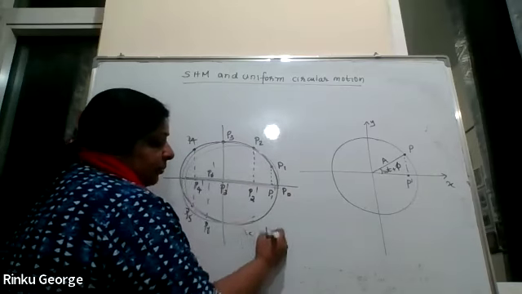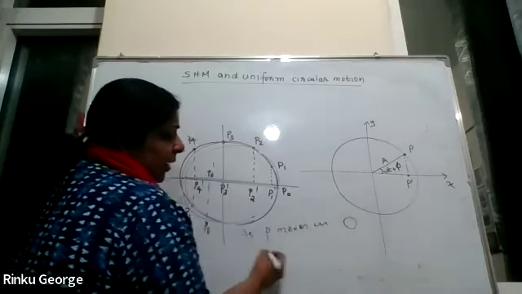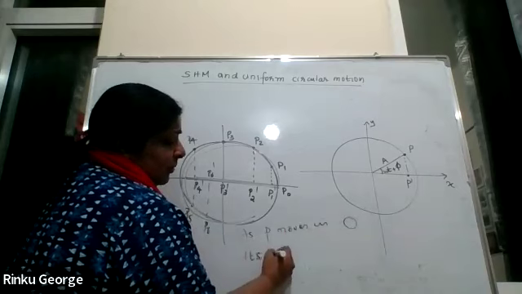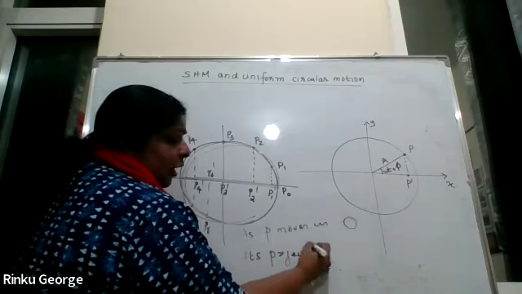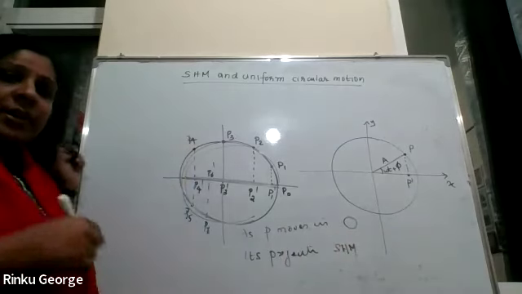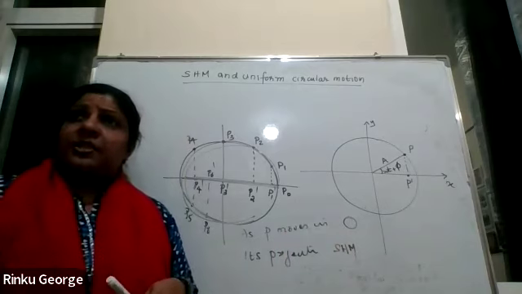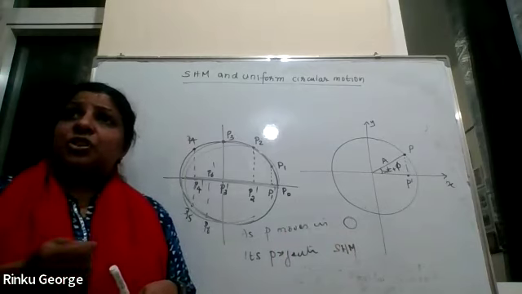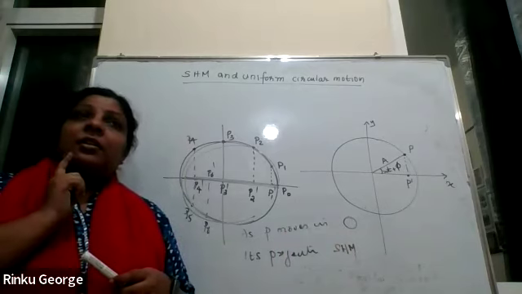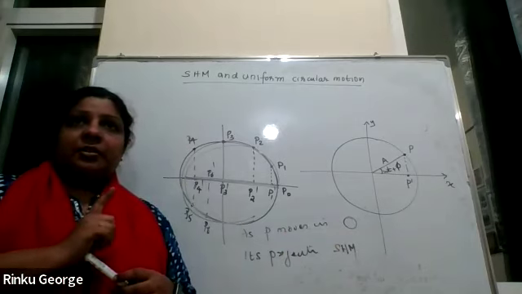As P moves in a circular path, its projection along the diameter will be executing SHM. That is the relation between SHM and circular motion. Any object in circular motion, its projection will be in SHM along the diameter. Clear? Understood?